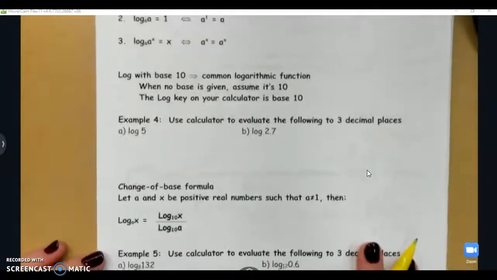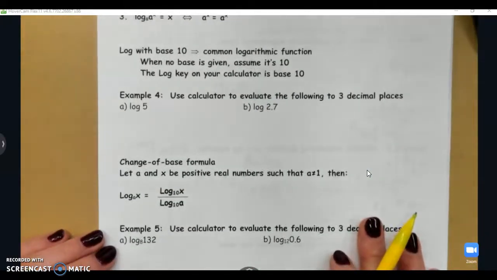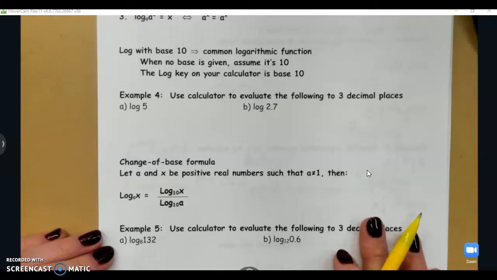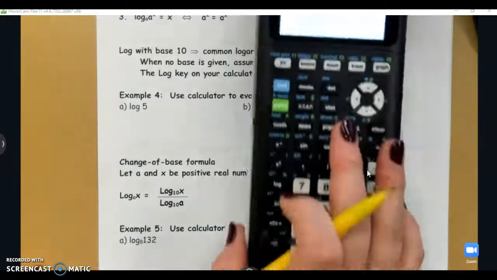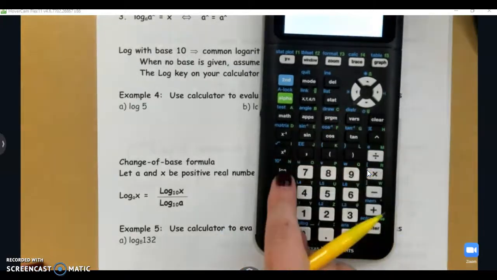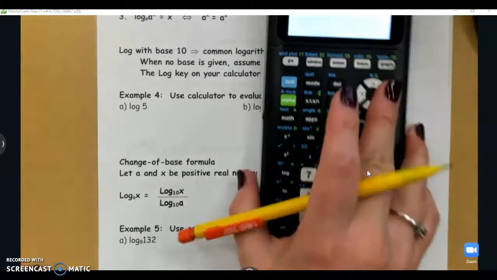So the common base for logs is 10. When we do not have a base given, we're assuming it's 10, kind of like when we have a square root and we don't have a number written outside the radical, we assume it's a square root. So when you're not given a base, you assume it's 10, and that's actually the base that your calculator uses. Yes, you do have a log button on your calculator, and it is right here below the x squared.